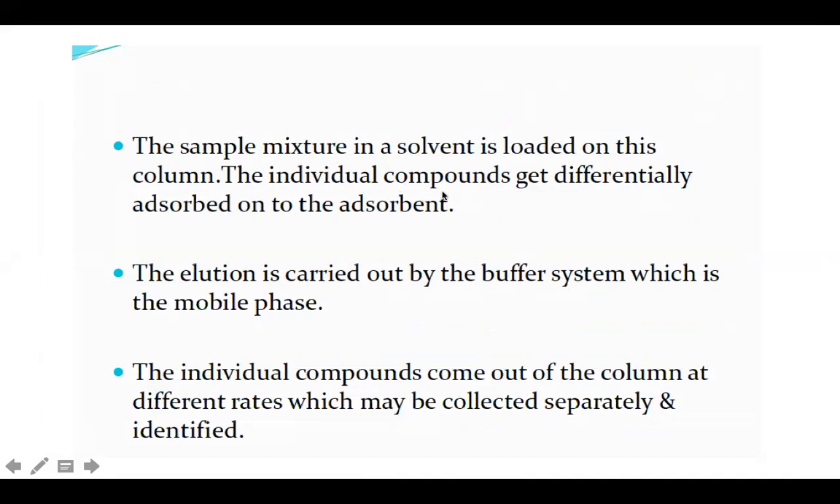The individual compounds get differentially adsorbed on the adsorbent. The elution is carried out by the buffer system, which is the mobile phase. So elution means some solvent system we pass through the column, and due to gravity it moves toward the gravity and passes through the stationary phase, which separates the compound. The individual compounds come out of the column at different rates, which may be collected separately and identified.